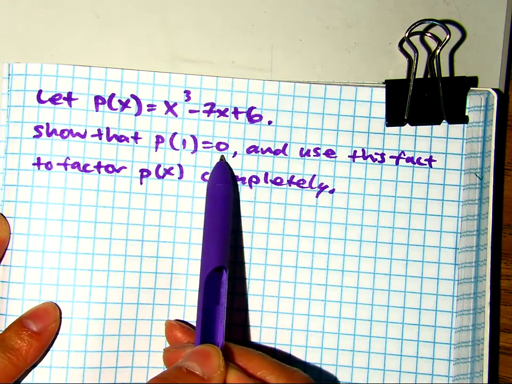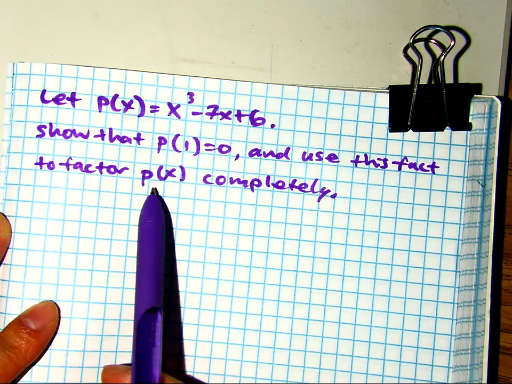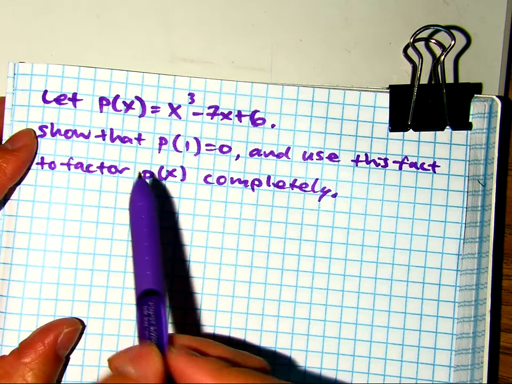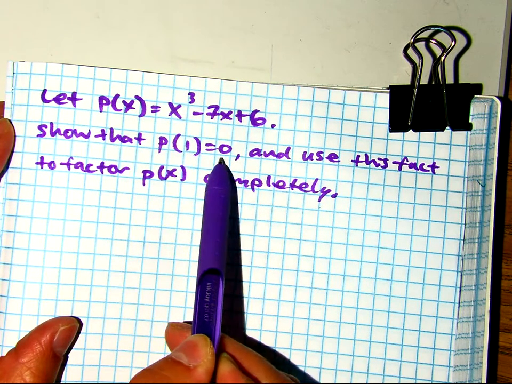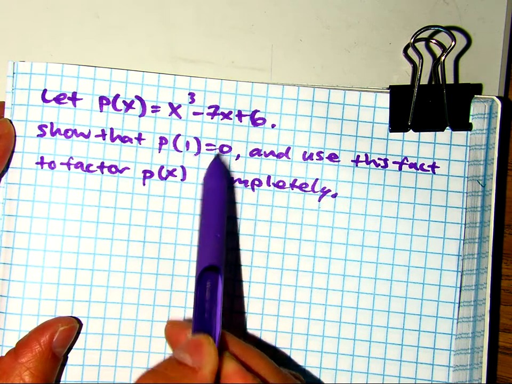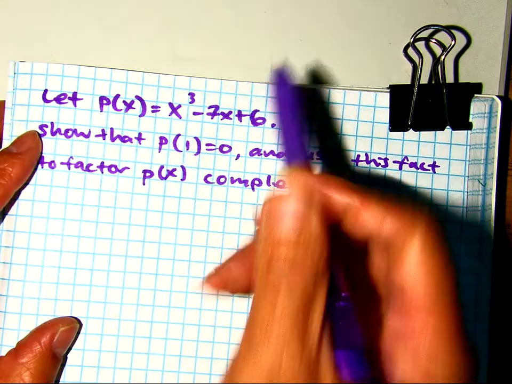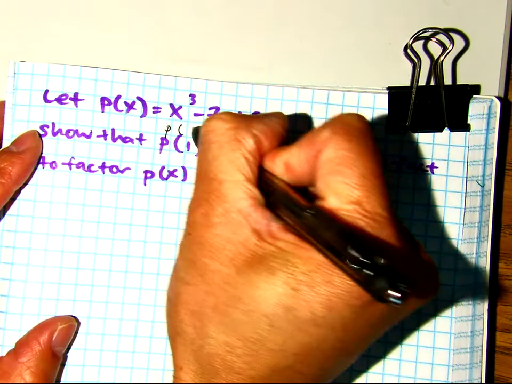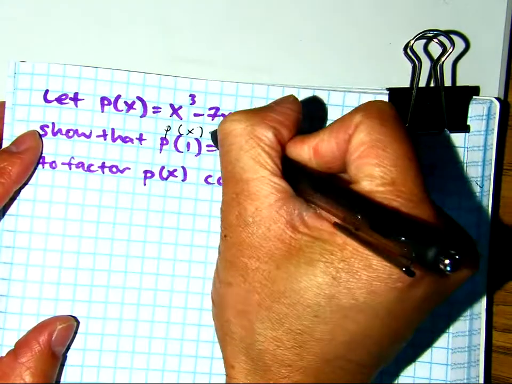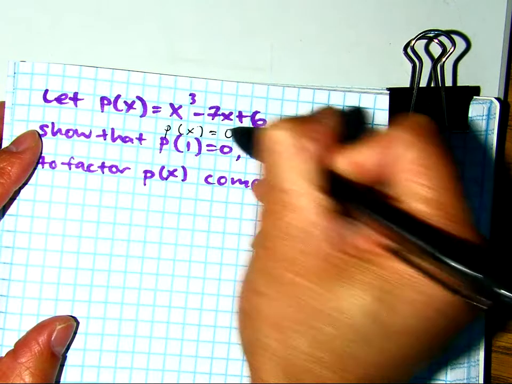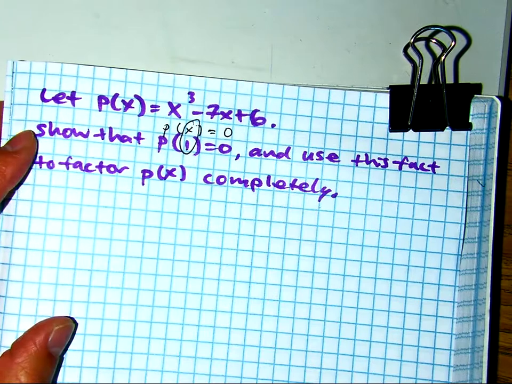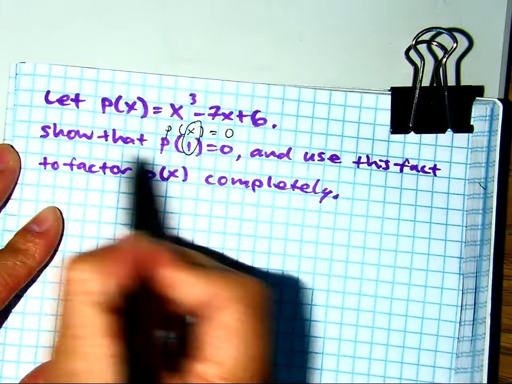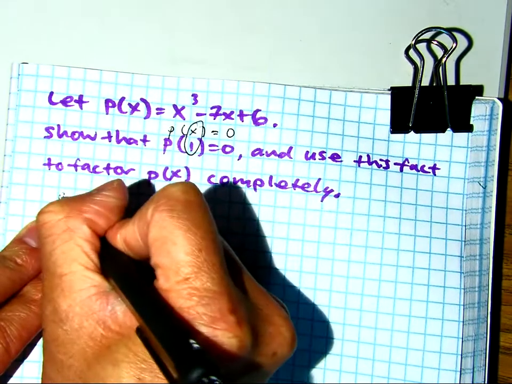...of 1 equals 0, and use this fact to factor p of x completely. So they want us to show that p of 1 equals 0. When it has a remainder of 0, we learned that it is a factor. Well, where do I start? P of x equals something, like a number, so therefore x is equal to 1. I'm kind of showing why it's equal to 0. I can use the remainder theorem.